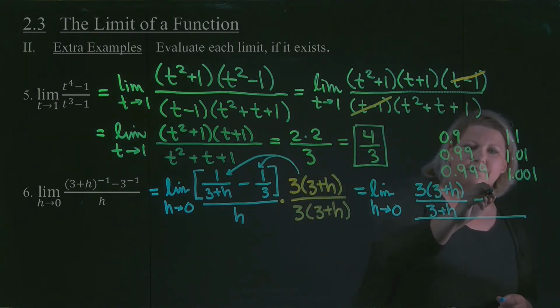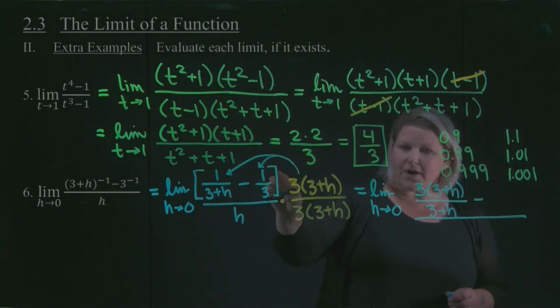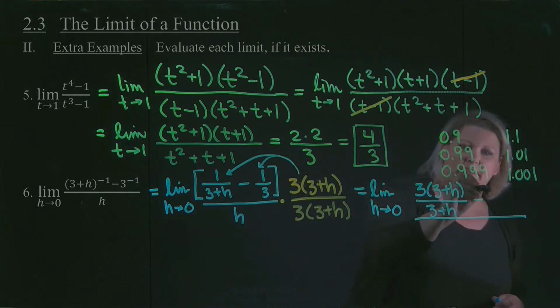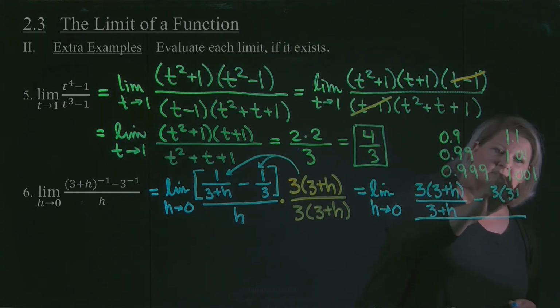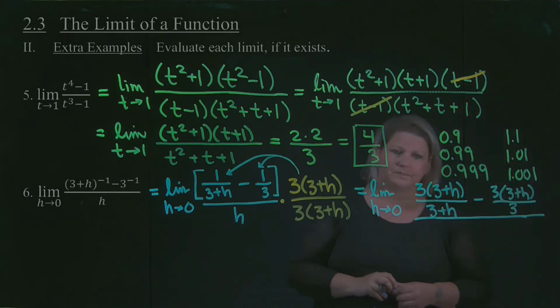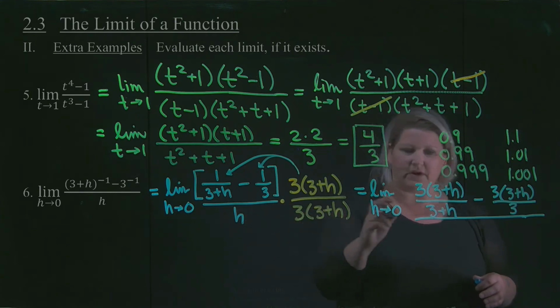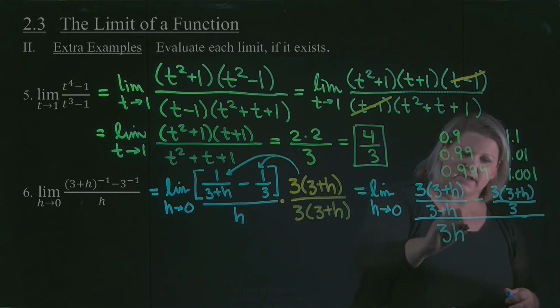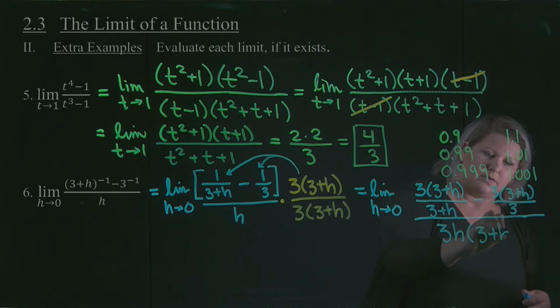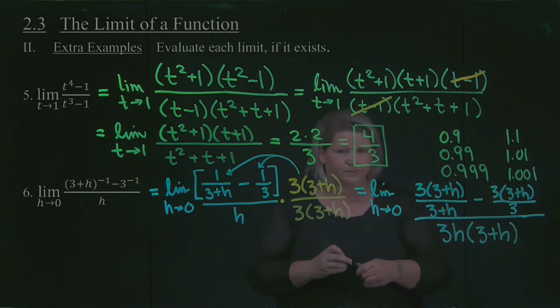Sweet. Okay, next one. I've got 1 over 3. I'm going to multiply that by this. So I'm going to rewrite that. I'll write the product out. And then in the denominator, I just have h times all of this. So I'm just going to write it as 3h times 3 plus h.